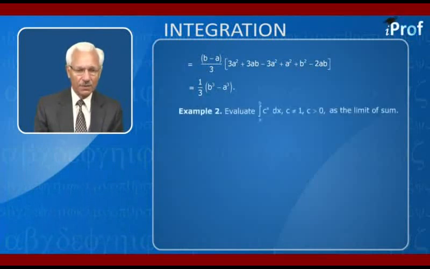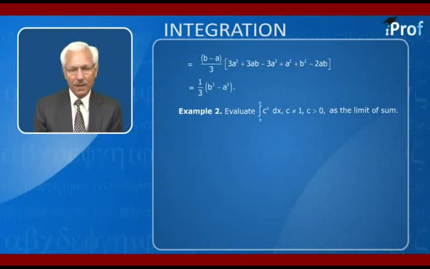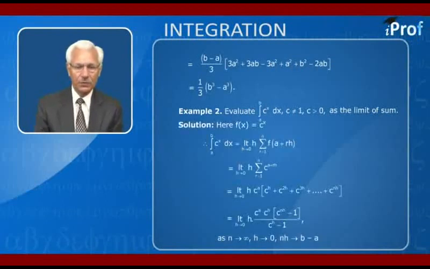We take another example, evaluation of the integral from a to b of c raised to power x dx, where c is not 1 but c is greater than 0, as the limit of a sum. Here f(x) is equal to c raised to power x. Therefore, by definition of the limit of a sum, the integral from a to b of c raised to power x dx is equal to limit h tends to 0, h times summation r going from 1 to n of f(a plus rh).